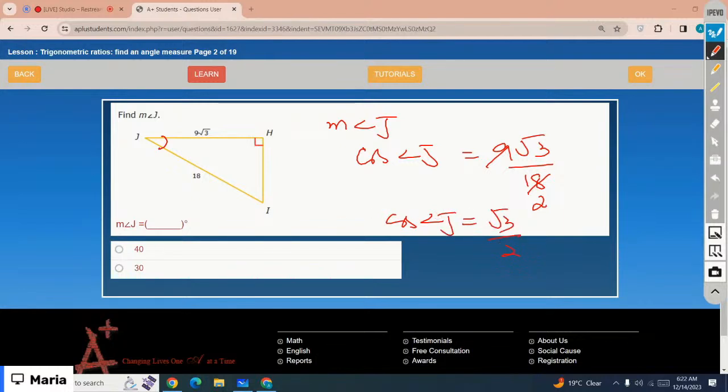So square root 3 over 2, you can evaluate cos inverse from the calculator, or that is cos 30. Let me just see if I can calculate the cos inverse of square root 3 divided by 2.